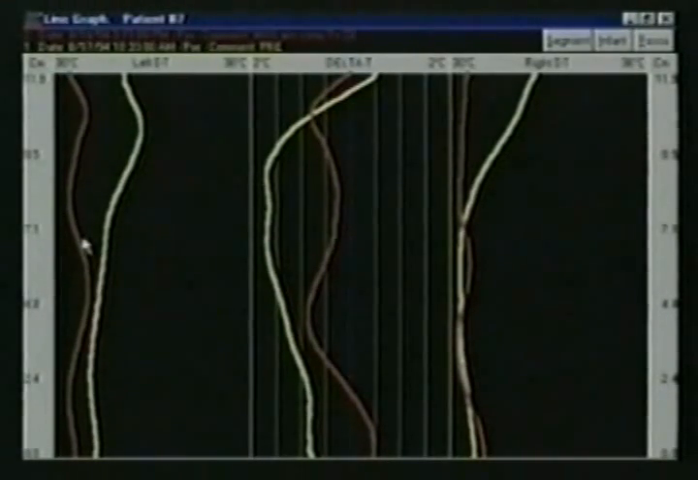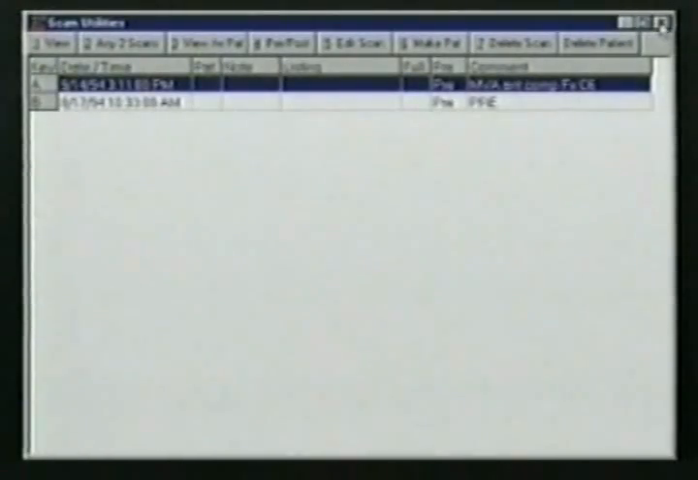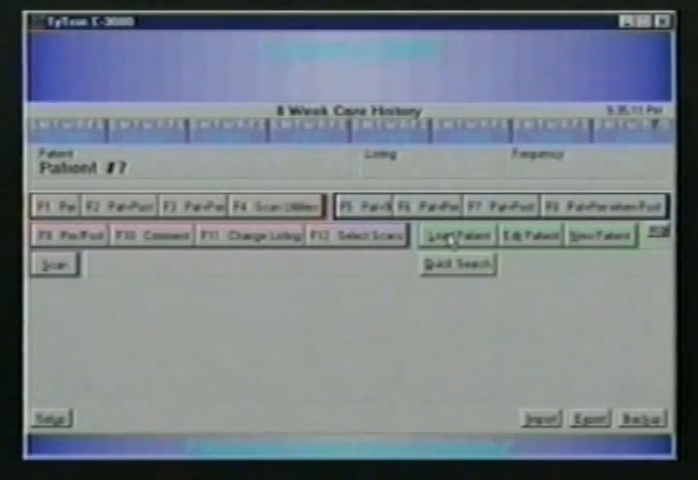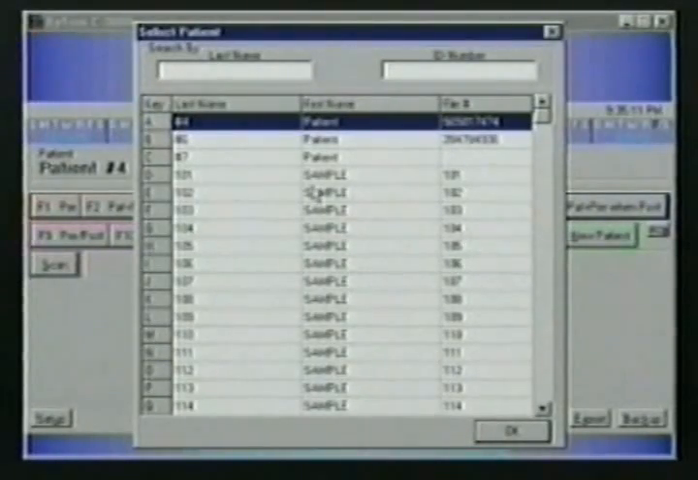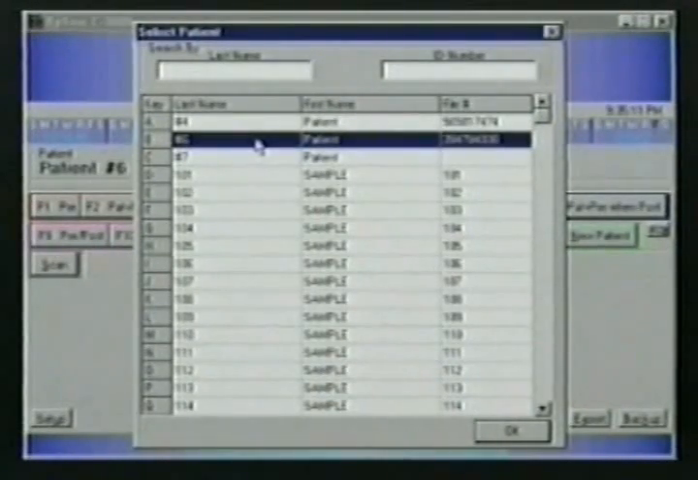Why don't we go ahead and move on to the second one? All right, I'll close this down. We'll go to load patient. And what patient would you like now? I gave you 7, 6 and 4. Okay, let's go ahead and go to patient number 6. Now we have patient number 6 up.